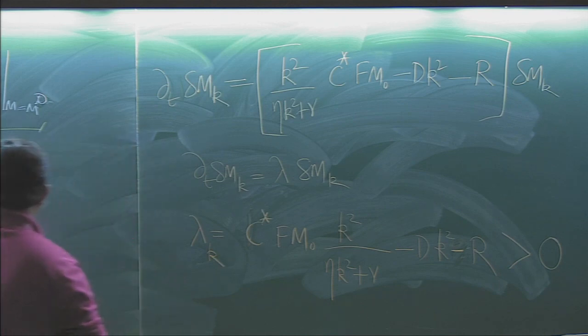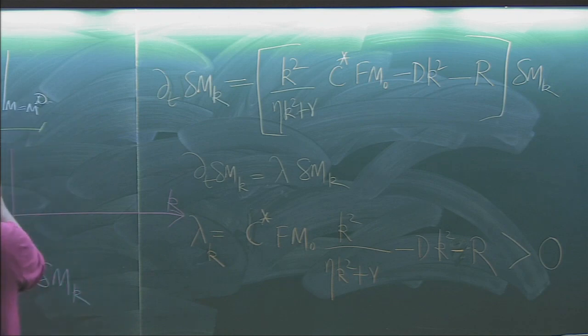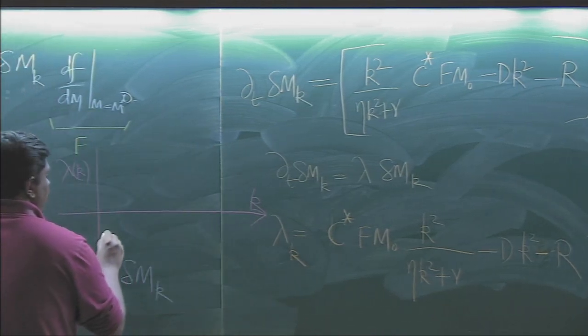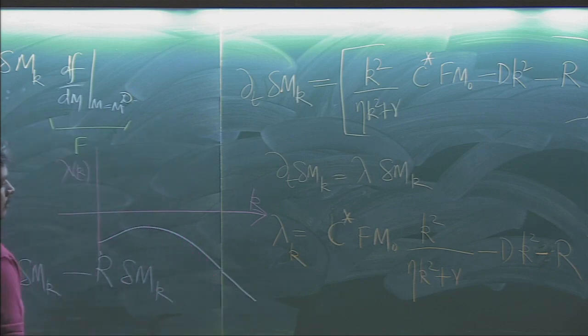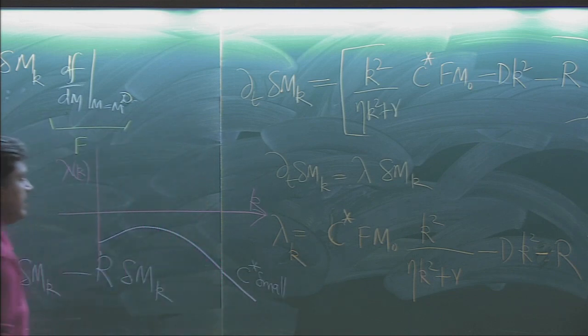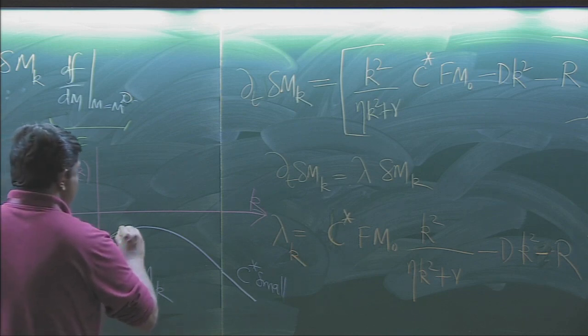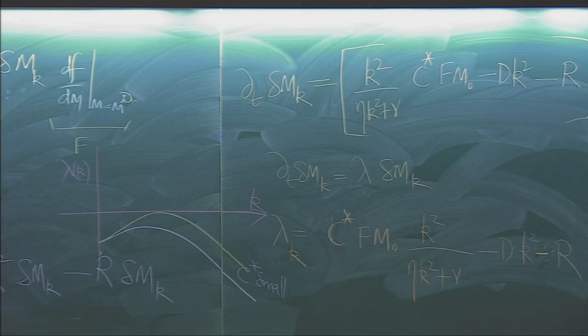So in a sense of a dispersion curve, what you get is basically the following. For small C star, you get a curve that looks like this. So C star is small, which means every mode has a negative growth rate, which means every mode will just decay back to the uniform state. As you keep increasing C star, you will hit a point where this will just touch 0. That's the critical C star.